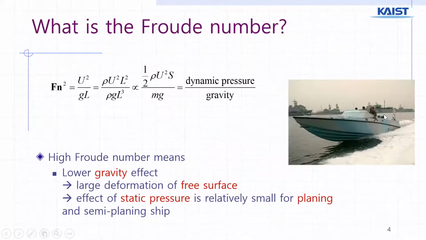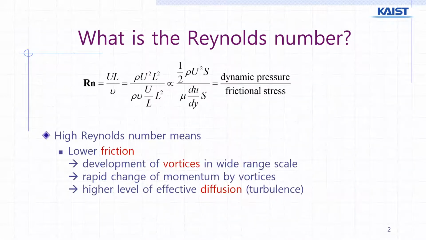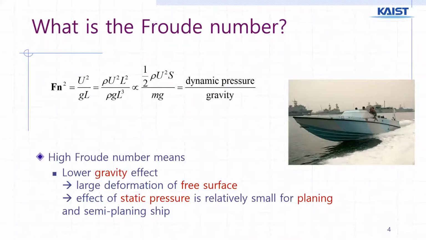So that is the meaning of Reynolds number, and there is another one, Froude number. In terms of forces, it is the ratio between dynamic pressure, same as previous, but the bottom is gravity rather than frictional. So high Froude number means low gravity effect, and the free surface is more deformed, and static pressure or dynamic pressure is relatively small.